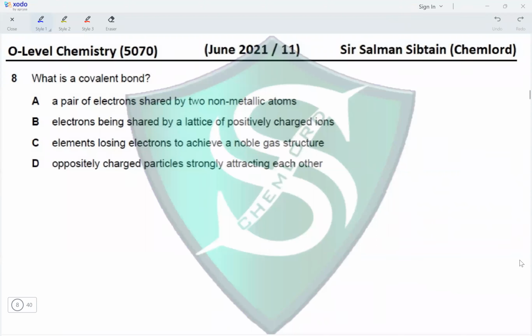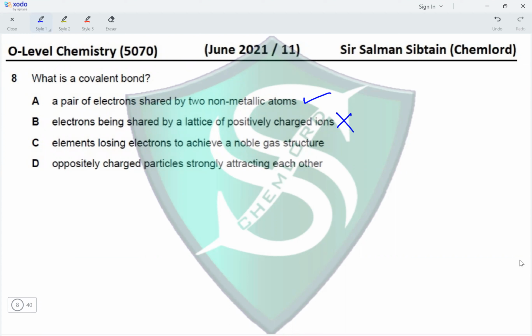Question 8. What is a covalent bond? A. A pair of electrons shared by two non-metallic atoms. Yes, sharing of electrons is what a covalent bond is. B. Electrons being shared by a lattice of positively charged ions. If the term positive ions is present and electrons are being shared, that means we are talking about a metallic bond here, not a covalent bond.